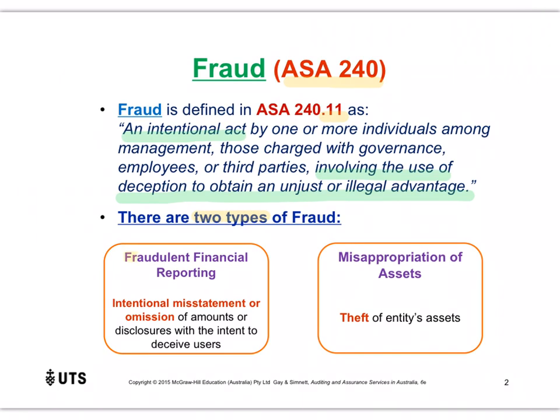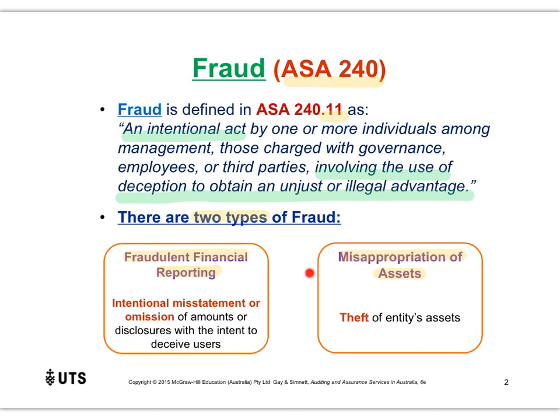The first one is called fraudulent financial reporting, and the second is called misappropriation of assets. Now, it's very important for you to know these terms. So let me explain what each one means. With the first type of fraud, which is fraudulent financial reporting, quite simply, the easiest way for me to explain this one to you is fraudulent financial reporting refers to when management or personnel committing fraud are manipulating the numbers. So it's the intentional misstatement or omission of amounts or disclosures with the intent to deceive users. It's the manipulation of the information.